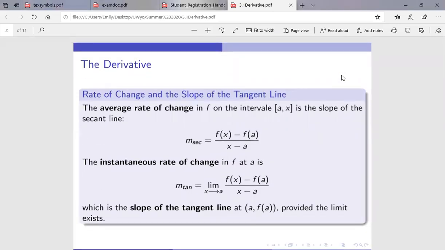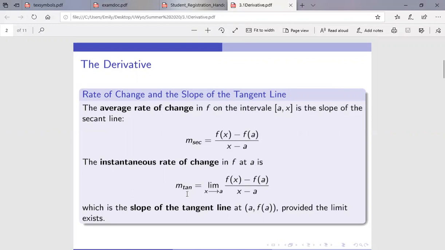So last time we calculated the slope of the tangent line, and we used the average rate of change of f on the interval a to x, and we said that that's the slope of the secant line. So slope m, secant for secant line, is f of x minus f of a divided by x minus a, while the instantaneous rate of change in f at a is simply the limit of the secant line, and that's how we get the slope of our tangent line.